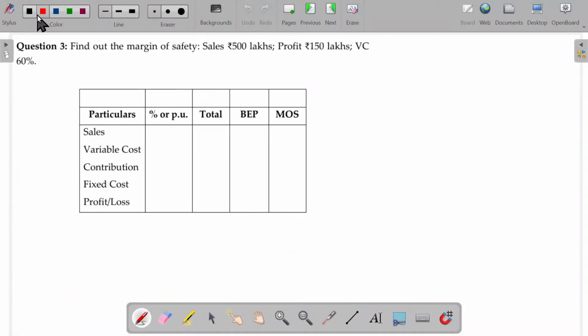Question number 3. Sales 500 lakhs. Total sales 500 lakhs. Profit 120 lakhs. Variable cost 60%. If the variable cost is 60%, it means 60 on sales of 100. That's all. Okay, 150. If variable cost is 60, then sales is 100.